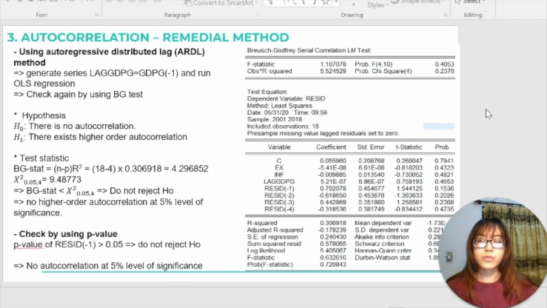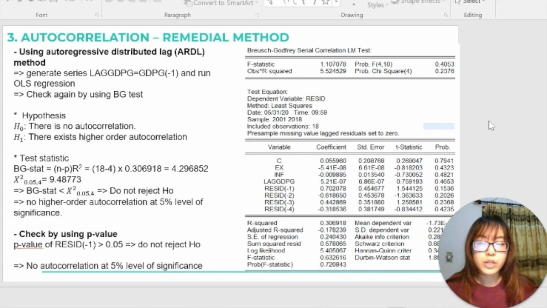In order to fix the first order autocorrelation, we use the autoregressive distributed lag method. And in EViews, we generate a series lag GDPG equal to GDPG minus 1, and we lag for 4 years, and we run the OLS regression. And we check again by using the BG test, and our new BG statistic is smaller than the critical value, so we do not reject the null hypothesis, and we can conclude that there is no higher order autocorrelation at 5% level of significance.